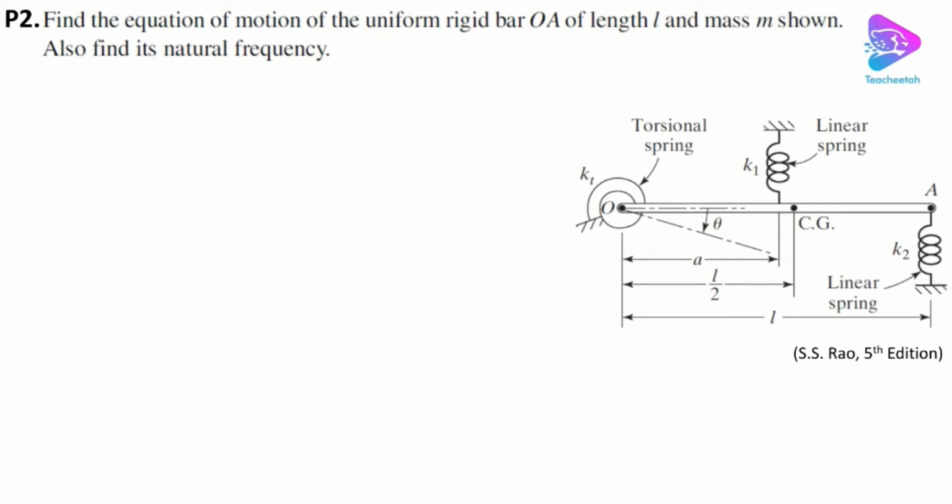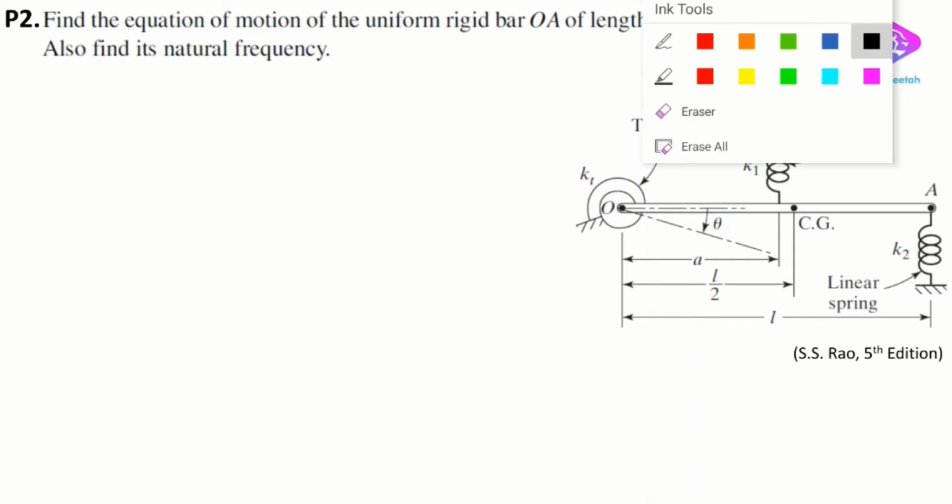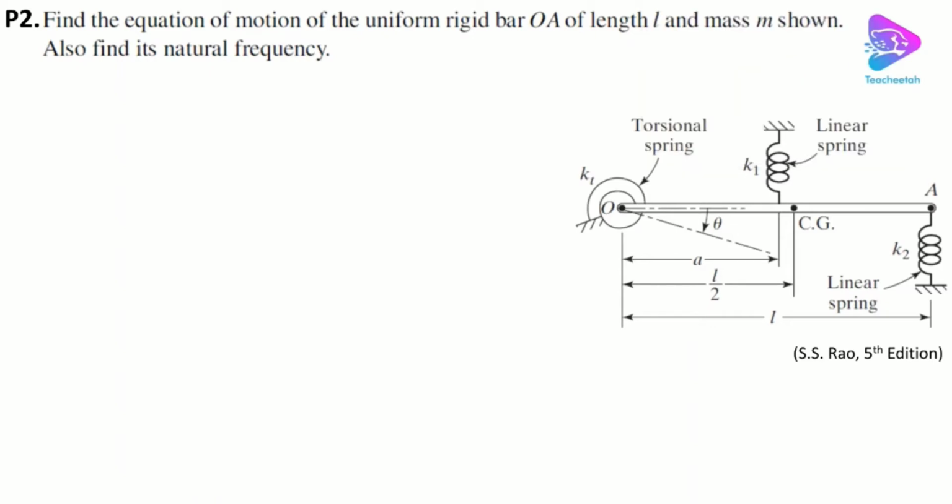Okay, I hope you have already reviewed the problem statement so that we can start. As you see, in this problem, we have a more complicated case and we want to find the natural frequency of the system. But first, we have to derive the equation of motion so that we can simply find the natural frequency of the system, right?